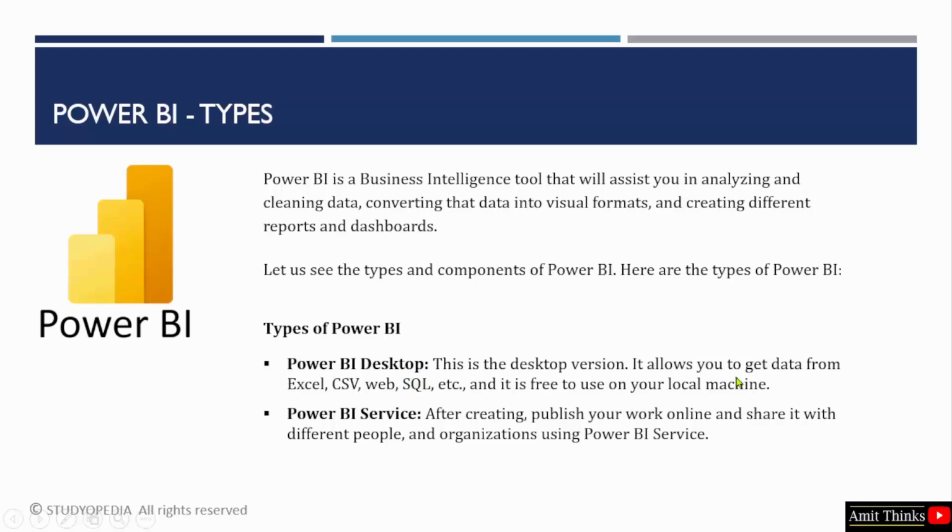Using this, we can easily get data from different sources like JSON, CSV, Excel, even from the cloud. The second type is Power BI service. Power BI service is a cloud-based service. It is used to create reports, and using it you can easily edit and collaborate reports. You can share your reports. The sharing can be done with the people in your organization, with your colleagues, with your managers.